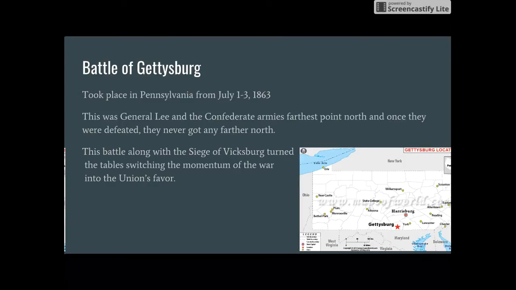One, along the Mississippi with the siege of Vicksburg. Two, they were able to prevent Lee's and the Confederate armies' push north, and stopped any momentum that the Confederacy had. And that was huge. It truly was huge, and really set the ball going forward for the Union in a positive direction.